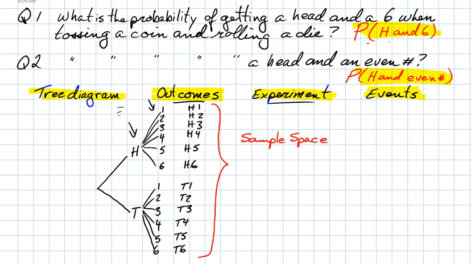Now, our first event was to get a heads and a 6, and we can see that that happens here. The second event was to get heads and an even number, and that happens here. Heads 2, heads 4, and also heads 6.